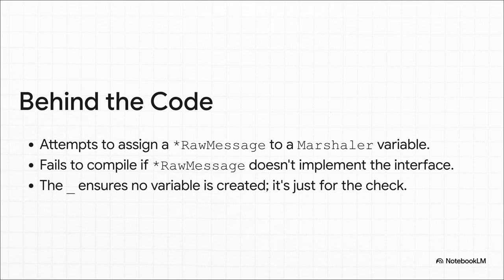This code tries to assign a nil pointer of type *RawMessage to a variable of the json.Marshaler interface type. This forces the compiler to ask itself, wait a minute, does *RawMessage actually implement the Marshaler interface? If the answer is no, if you forgot a method or got the signature wrong, the program will not compile, period. And because we assign it all to the blank identifier, no actual variable gets created at runtime. It's a pure, zero-cost assertion that your code is correct before you even run it.